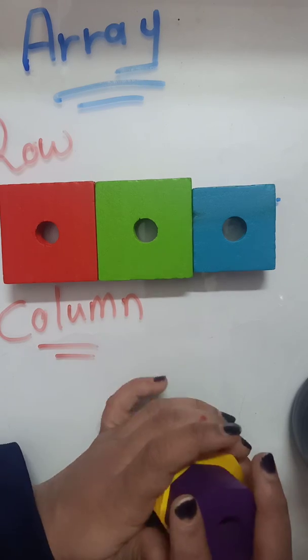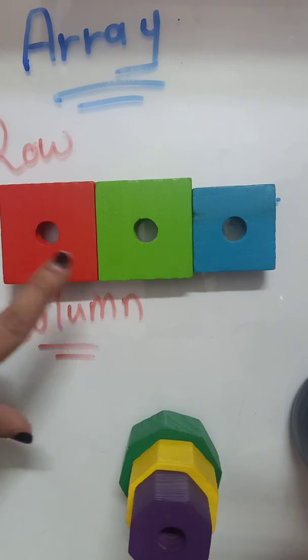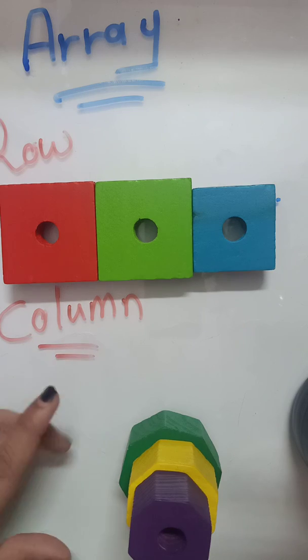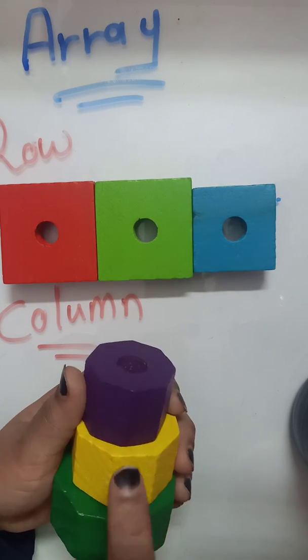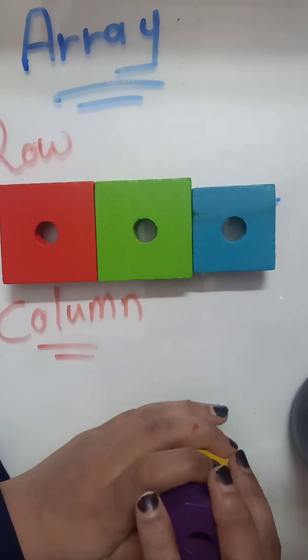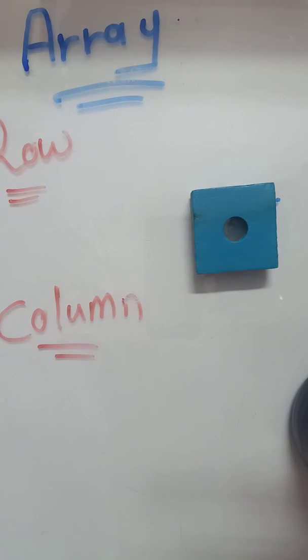Again, if we have anything side to side, this is called row. But if we have from down to up or from up to down, it is called what? Column.